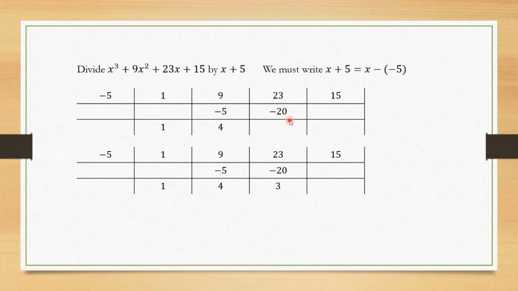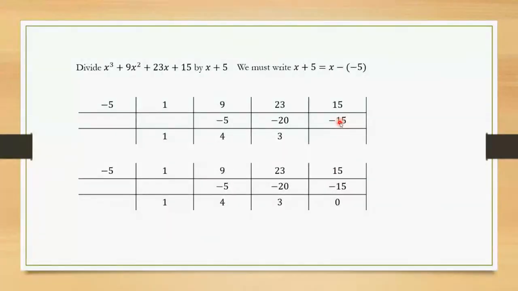Then, as you can see already, but even if it wasn't there, you should know the next entry here would be the sum. So it's 23 minus 20, or plus -20, which is 3. Now we have 1 column left, right? You keep going until you complete the last column. So here we're going to have -5 times 3, which is -15. Then we have -15 plus 15, which is 0, as you can see.